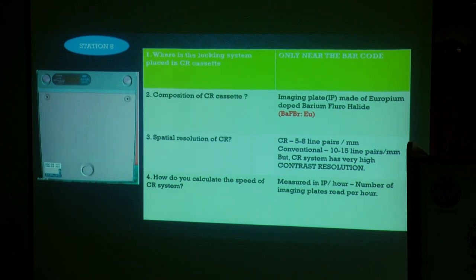So what is the composition of CR cassette? Europium doped barium fluorohalide. We all have to remember this. Coming to spatial resolution of CR, it is only 5 to 8 line pairs per millimeter, but it has excellent contrast resolution. So how do you calculate the speed of CR system? It is by measuring the IP per hour. What is IP per hour? Number of imaging plates read per hour by this system. IP means imaging plate. The other name for this cassette system is imaging plates. So the number of imaging plates per hour is the measure of the speed of the CR system.